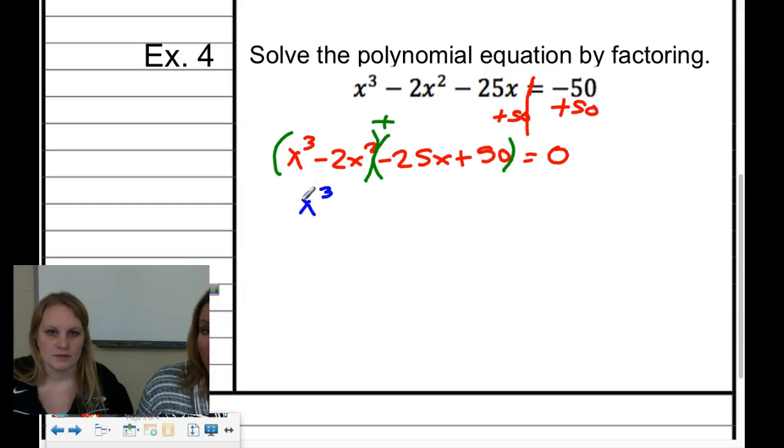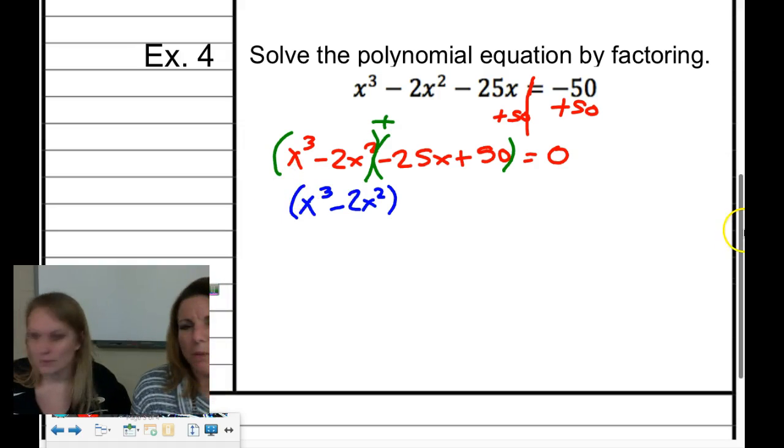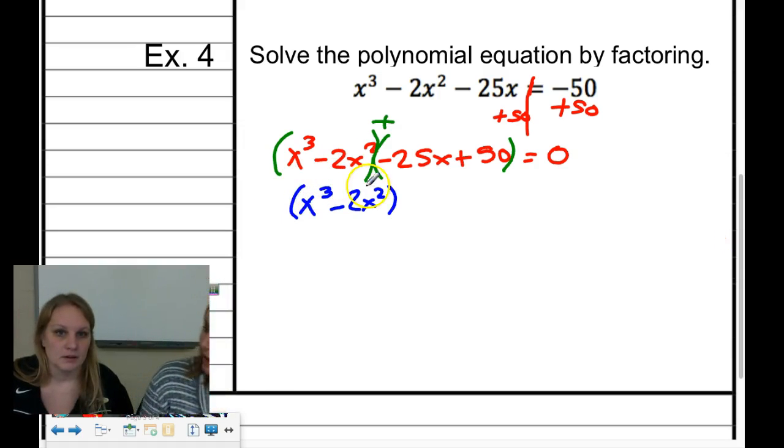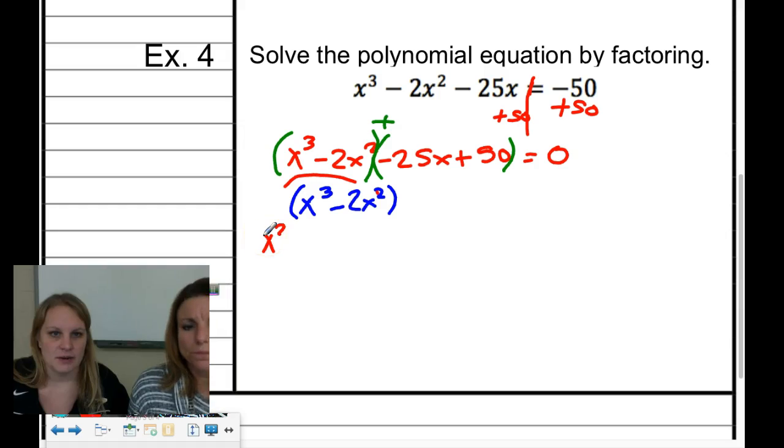Now we're going to look at the first group. Is there a greatest common factor? X's. So we can take out an x squared, because there's 2 and this one has 2. So we'll take it out and bring it down below. X squared. And when we take x squared out, we're left with 1.